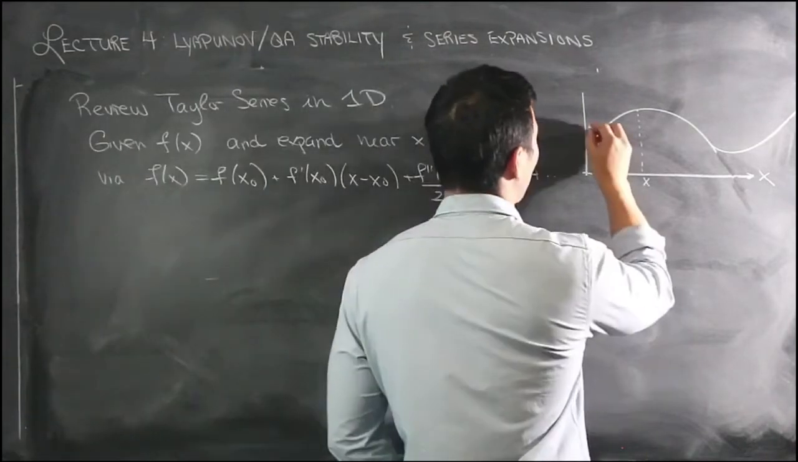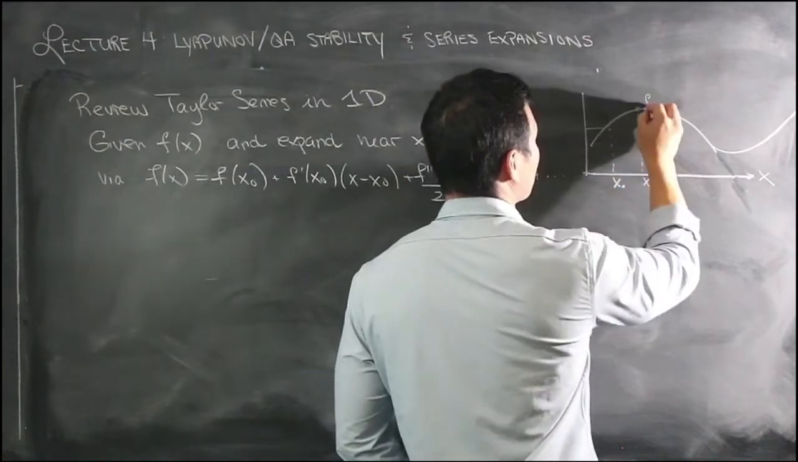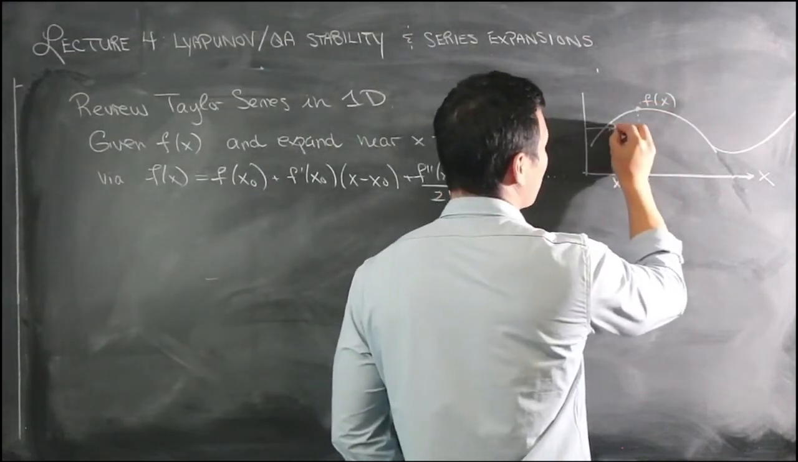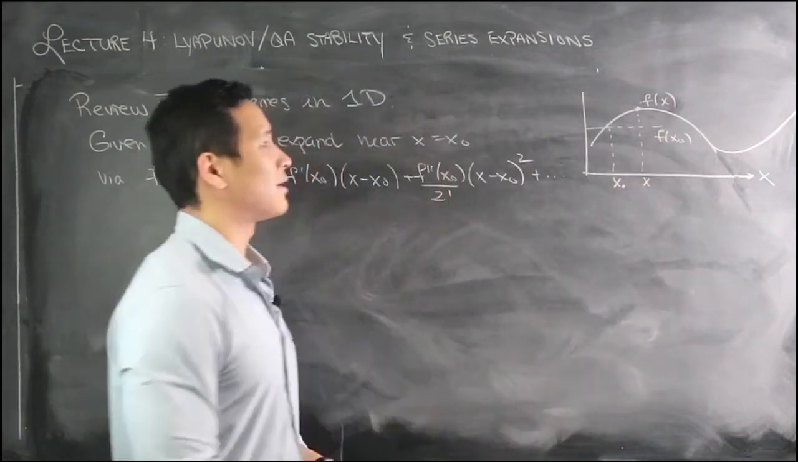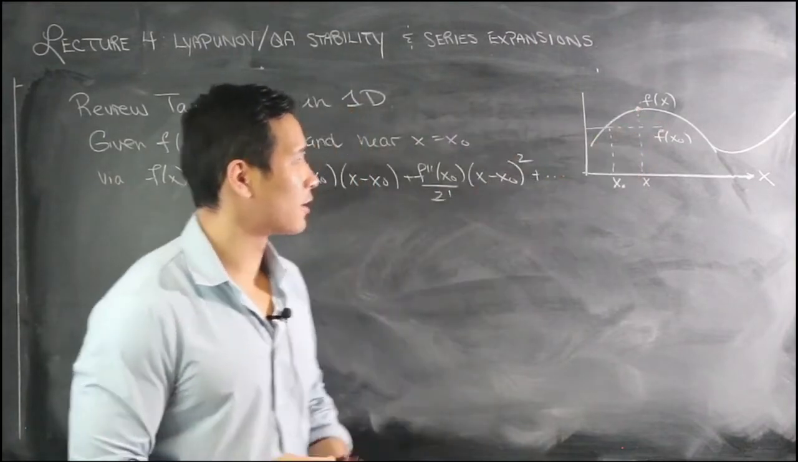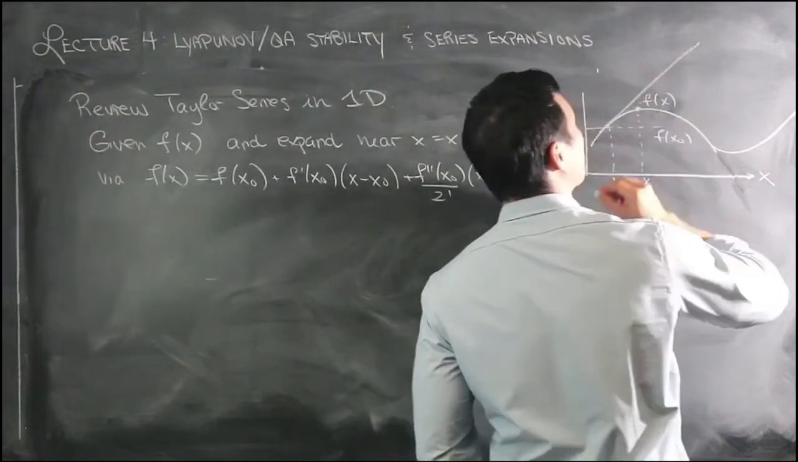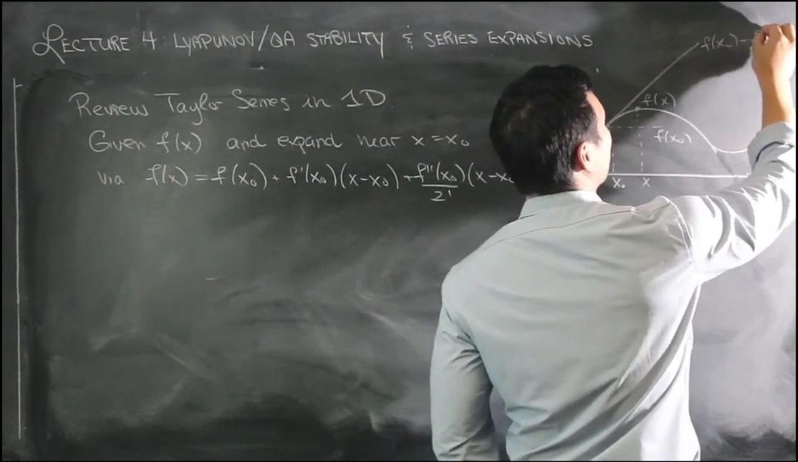So the very first approximation is that you're going to approximate the value of the function here, f of x naught is at this height, with its value at x naught, which you can see is not very good except if x is really, really close to x naught. The next kind of approximation you'll use is a linear approximation. So this is f of x naught plus f prime of x naught.